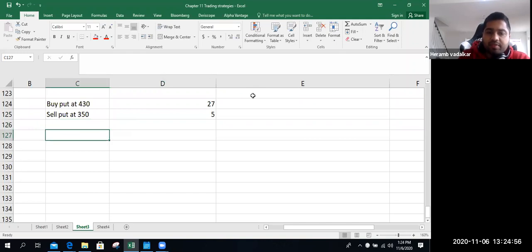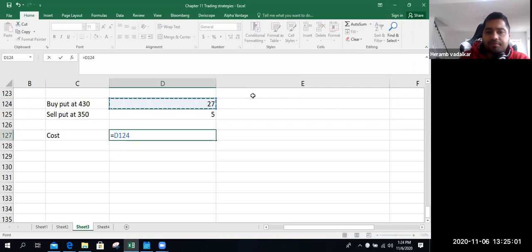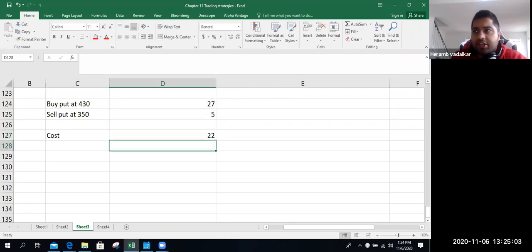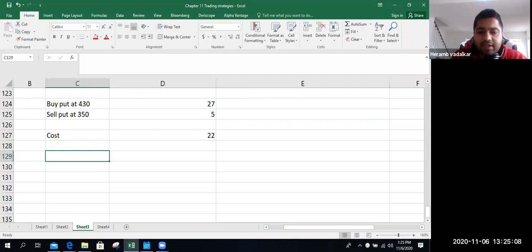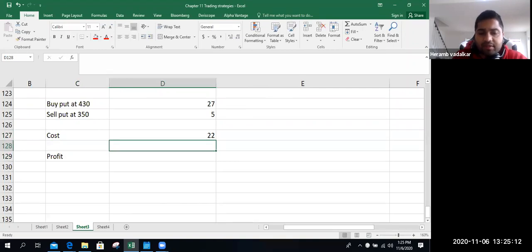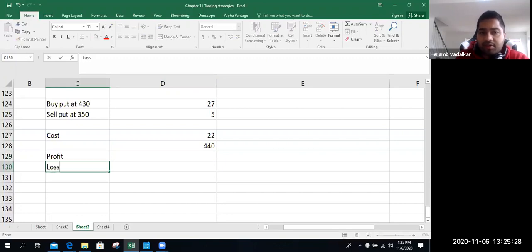Okay. So what is my cost to set it up? Cost to set it up is $22. Cost to set it up is $22. Now let's see what will be my profit at different prices. So stock prices between, so let's say above 430. So stock price is at 440. What will be my profit? What will be my loss?